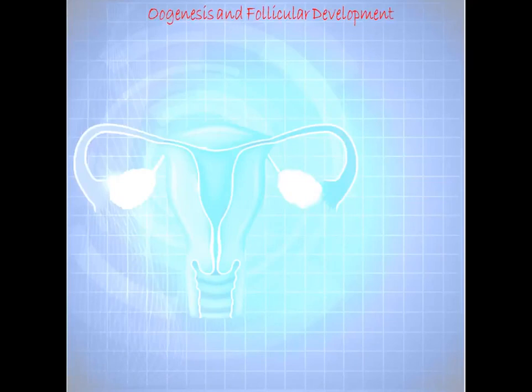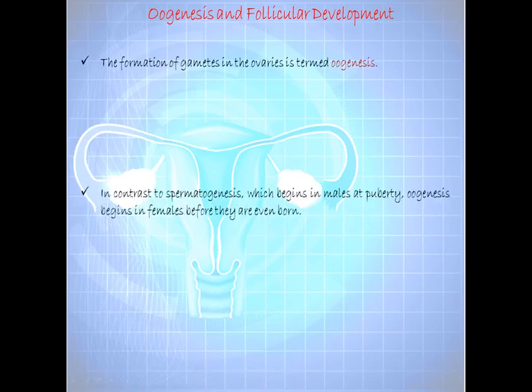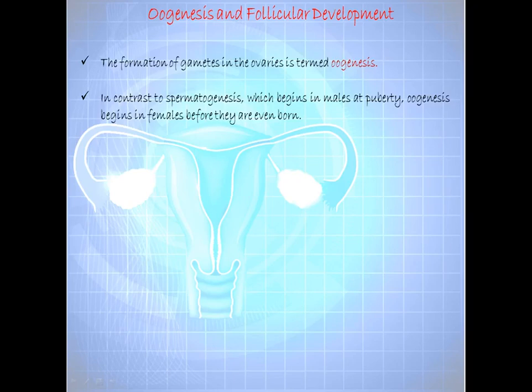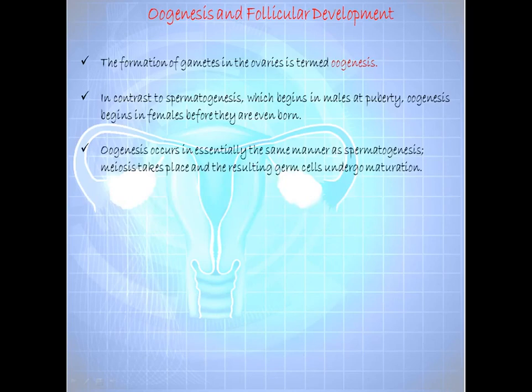Next is oogenesis and follicular development. The formation of gametes in the ovaries is termed oogenesis. In contrast to spermatogenesis, which begins in males at puberty, oogenesis begins in females before they are even born. Oogenesis occurs in essentially the same manner as spermatogenesis. Meiosis takes place and the resulting germ cells undergo maturation.